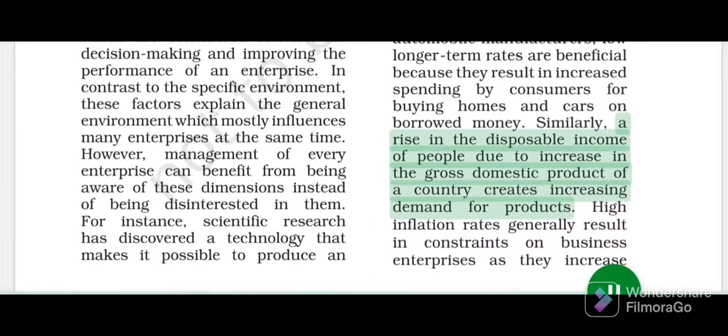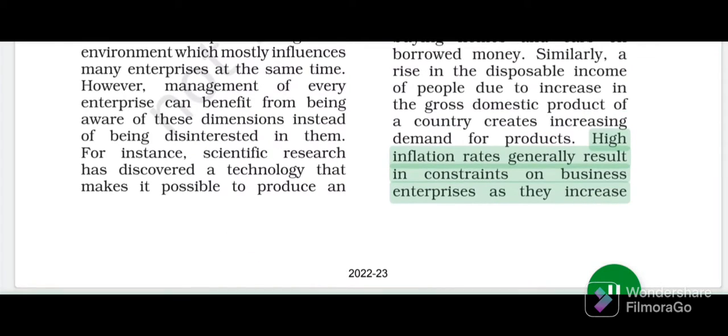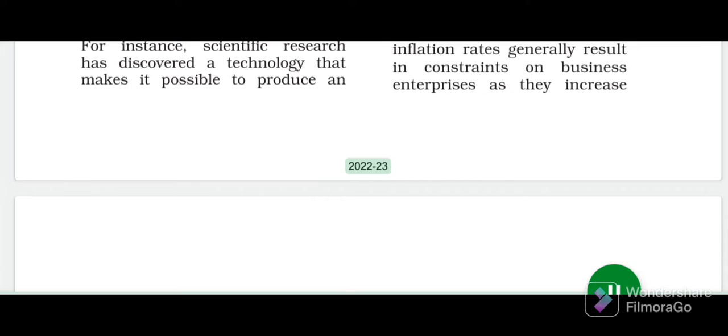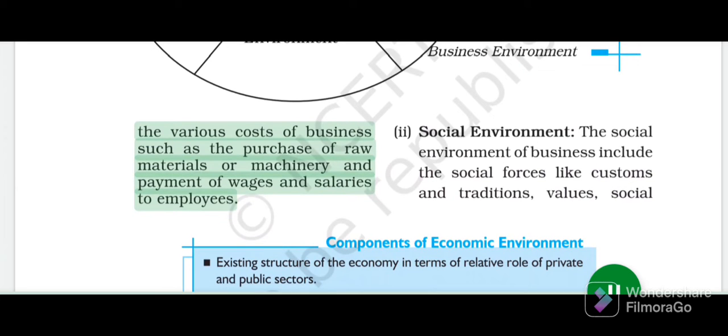Similarly, a rise in the disposable income of people due to increase in the gross domestic product of a country creates increasing demand for products. High inflation rates generally result in constraints on business enterprises as they increase the various costs of business, such as the purchase of raw materials or machinery and payment of wages and salaries to employees.